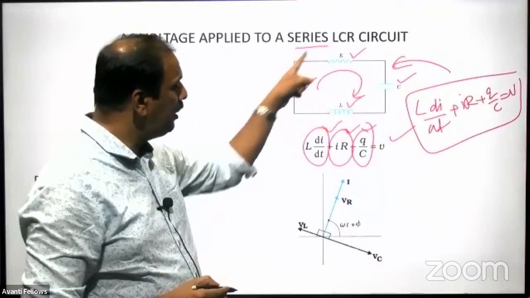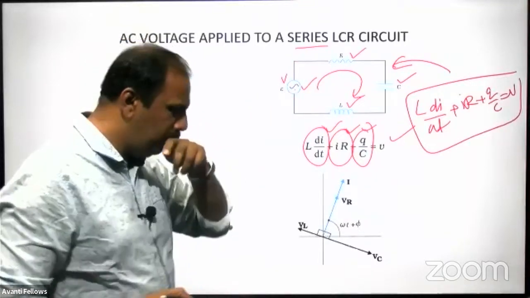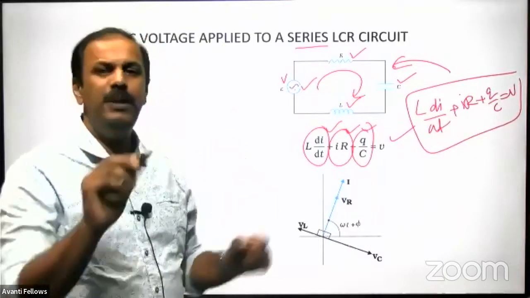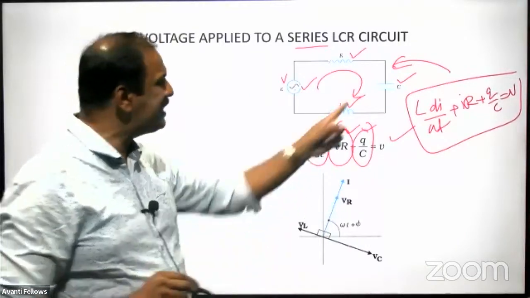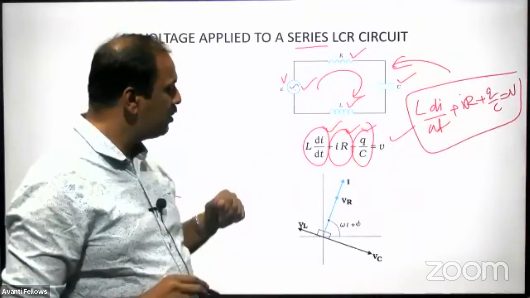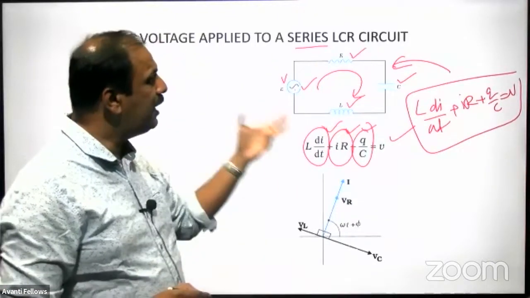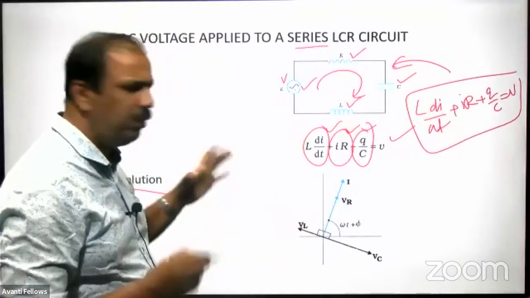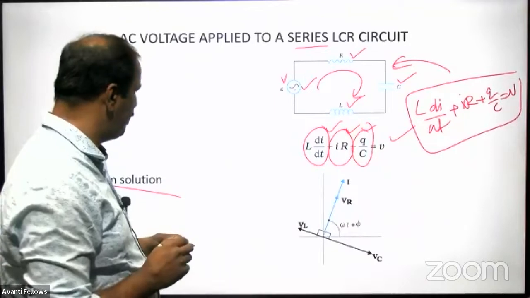So all the components, there will be a current, and that will be in the same phase, because the same current is passing through all these things. That current will have a phase difference with the voltage. That's what we have to find out. So we will do this step by step.